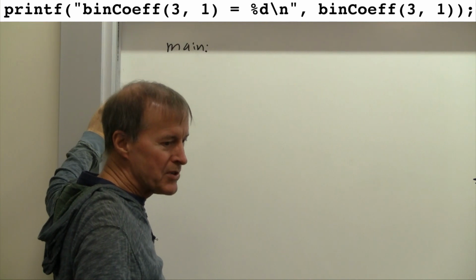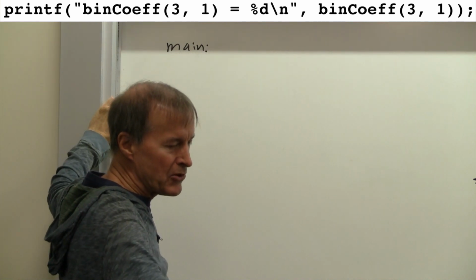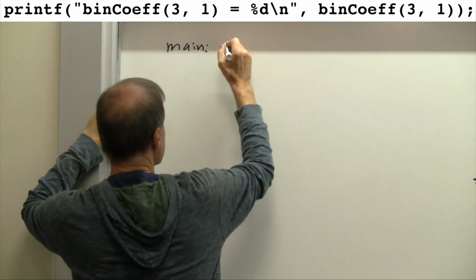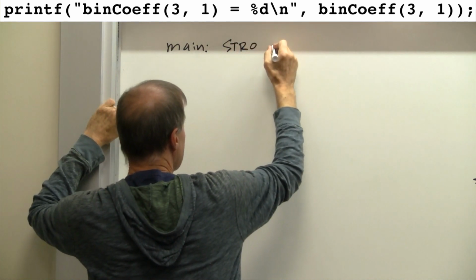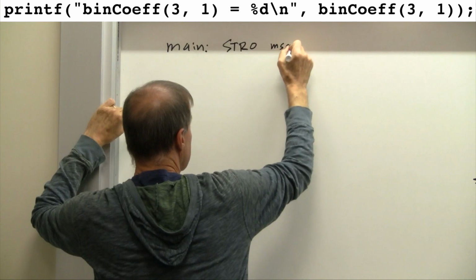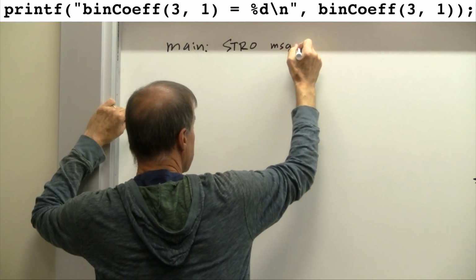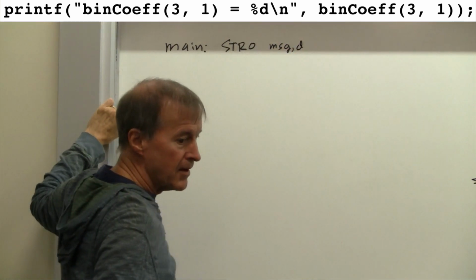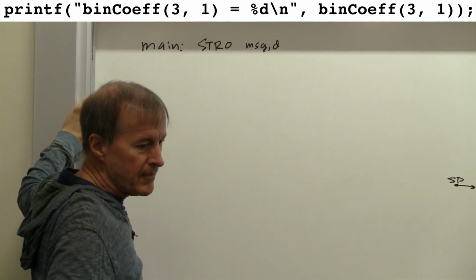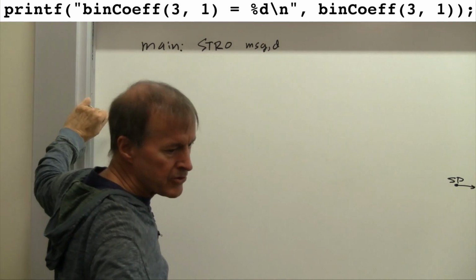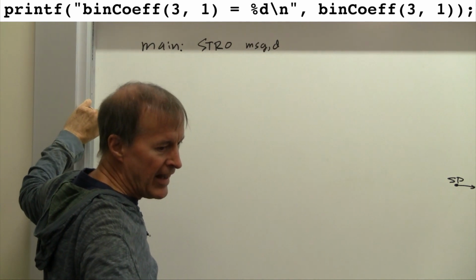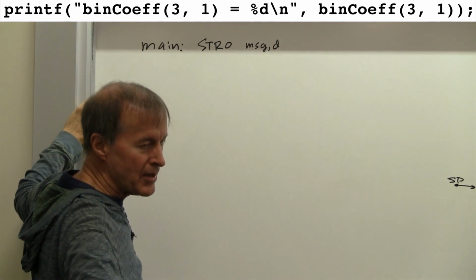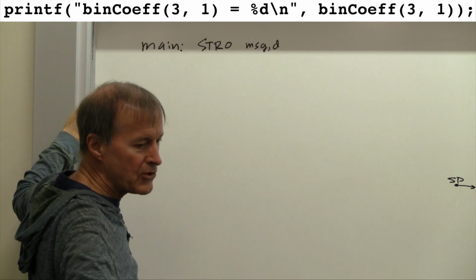And so stro, string output, because we've got a string output, that binomial coefficient message. So what should we stro? String output what? Message, direct. Good. Okay. And then that will print out bin coefficient 3, 1 equals. And now what we have to do is actually call bin coefficient 3, 1.